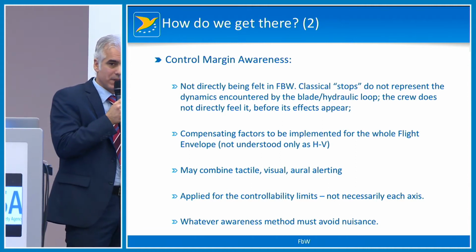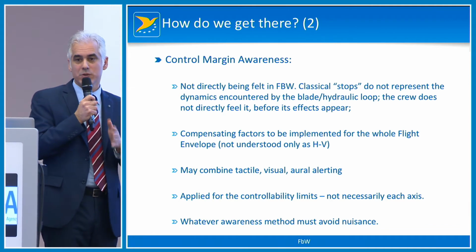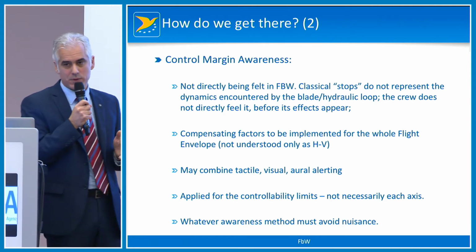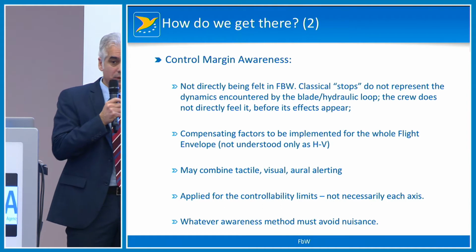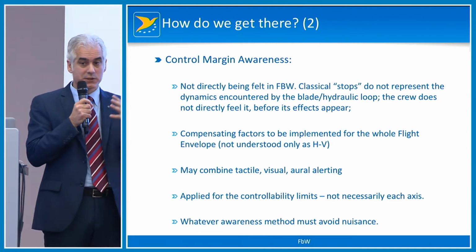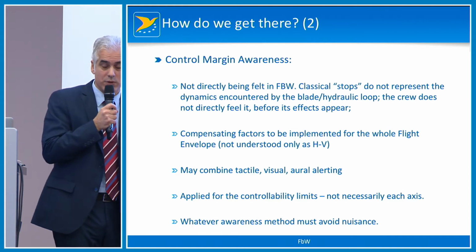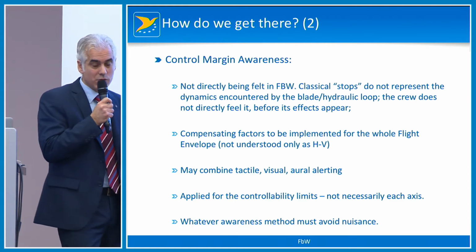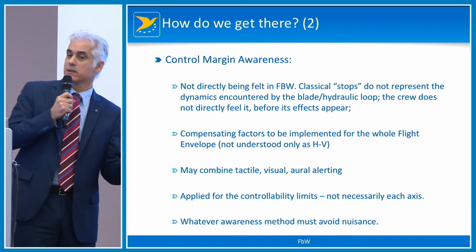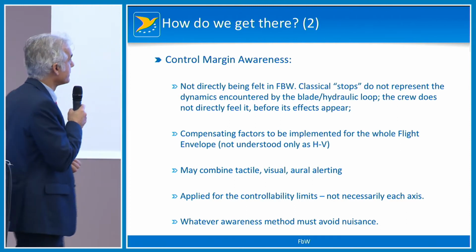And here I want to make a distinction. We're not talking about just the HV envelope, high velocity. We're talking about the envelope in all sorts of motions of the six degrees of freedom aircraft. We are talking about rotational velocities. We're talking about structural limits. It's not necessarily the classical thing that you see in a flight manual on an HV.